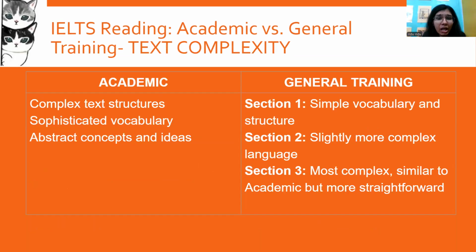Academic reading texts are generally more complex. They have sophisticated vocabulary, and they discuss abstract contexts. You might have some technical terms for which a glossary would be provided. The test structure is often more intricate, and it reflects academic writing; whatever you read would be very academically written, right? In general training, the complexity increases across sections.